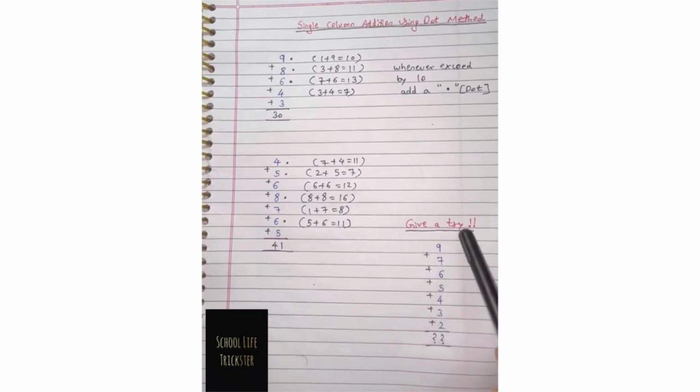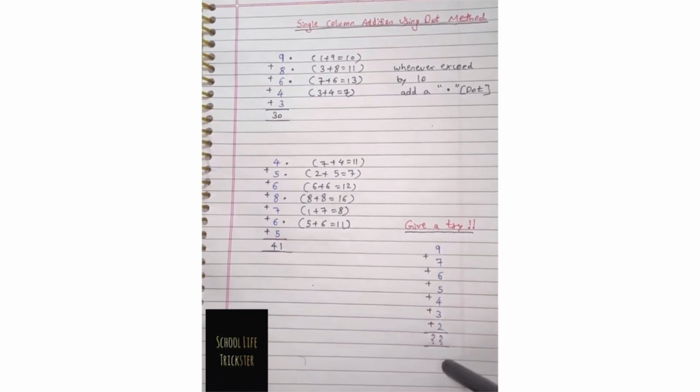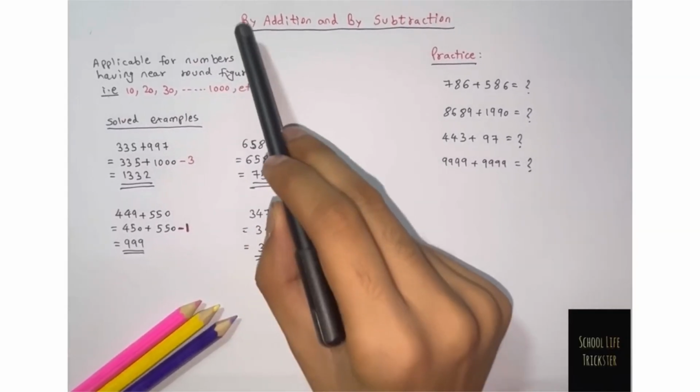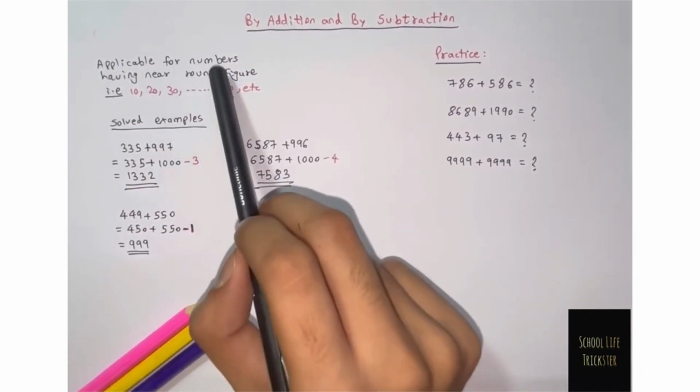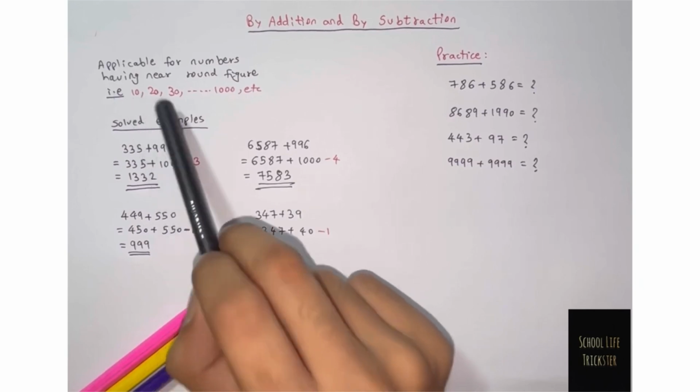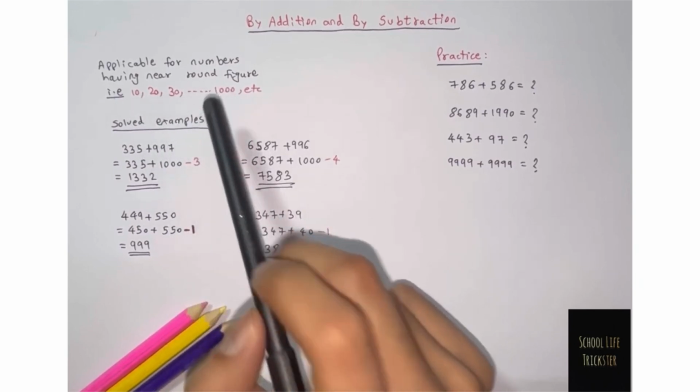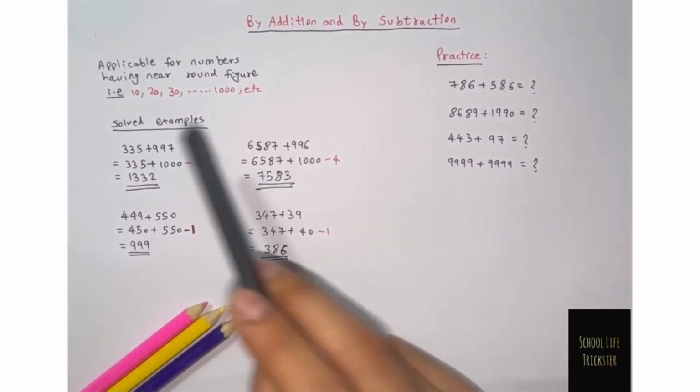Now let's give a try. Solve this sum by yourself, by addition and by subtraction. This is applicable for numbers having near round figure of 10, 20, 30, 100, 1000, 200. So let's see the examples.